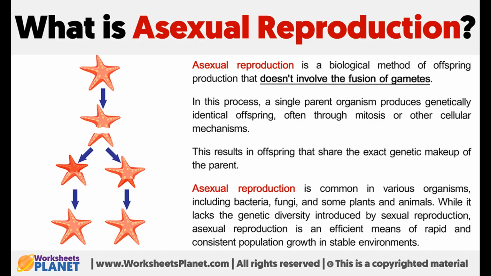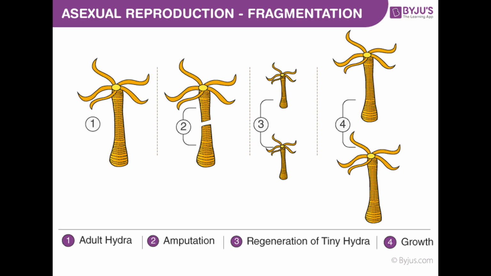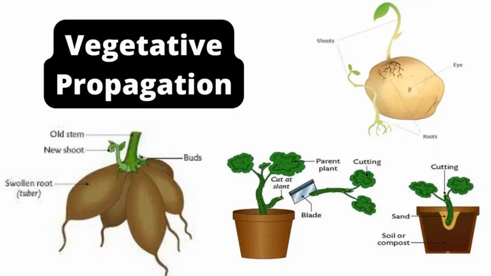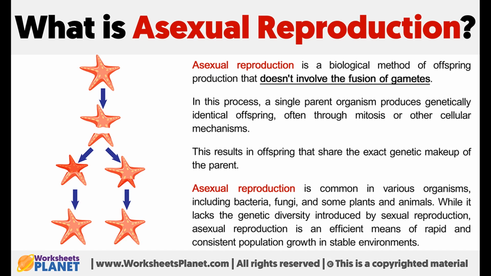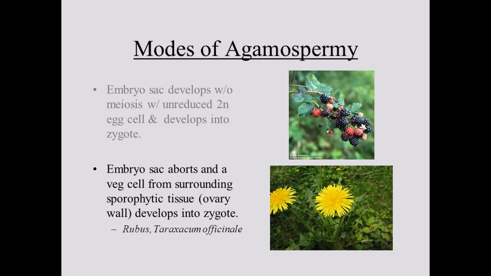Asexual reproduction does not involve the production and fusion of male and female gametes. Asexual reproduction may occur through budding, fragmentation, spore formation, regeneration, and vegetative propagation. Asexual reproduction is a type of reproduction where the offspring comes from one parent only, thus inheriting the characteristics of the parent. Asexual reproduction in plants occurs in two fundamental forms: vegetative reproduction and agamospermy.